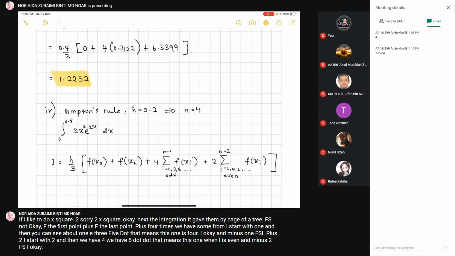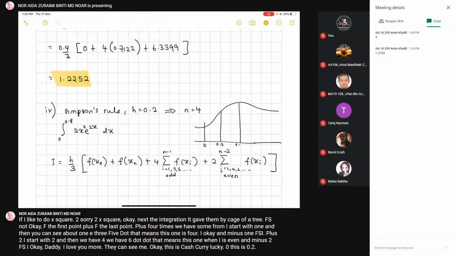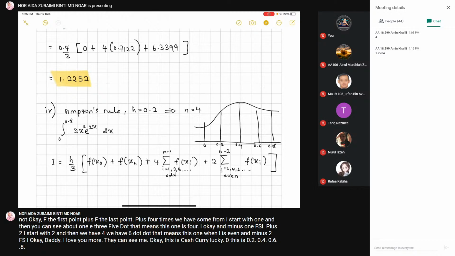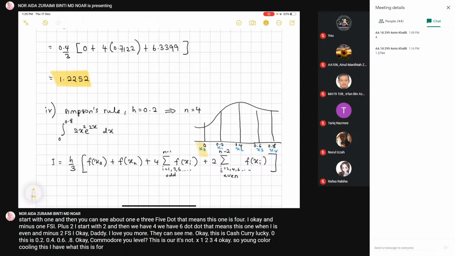Jadi kalau you all tengok dekat sini, saya sketch sekali lagi. Katakanlah ini 0, this is 0.2, 0.4, 0.6, 0.8. Kemudian you label: this is our x0, x1, x2, x3, x4. So yang color kuning ni saya buat, this is for the first point, the last point.